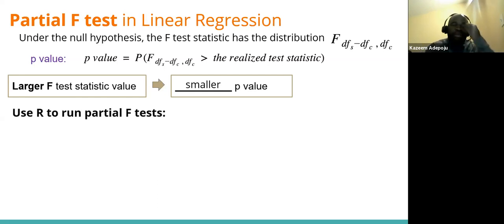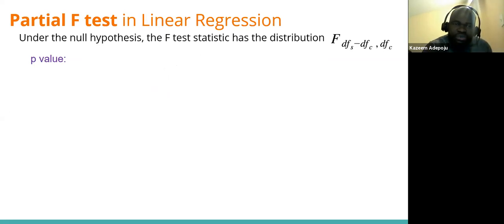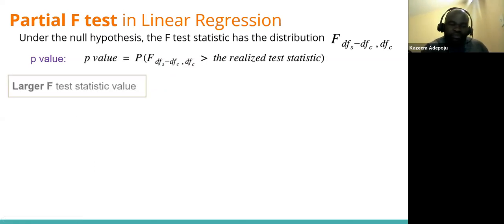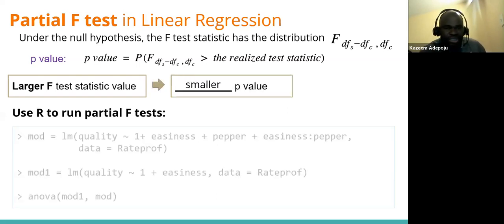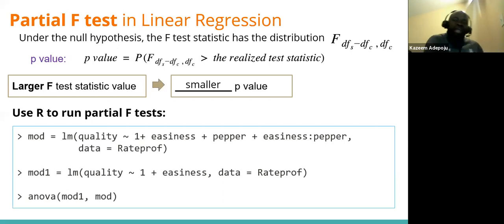Now, we can use R to run the nested F test. Another name for this test, which we also call a nested F test. You can call it a partial F test or a nested F test. Now, how do we do this in R? Of course, you know this is your code. This is what you're going to do in R.